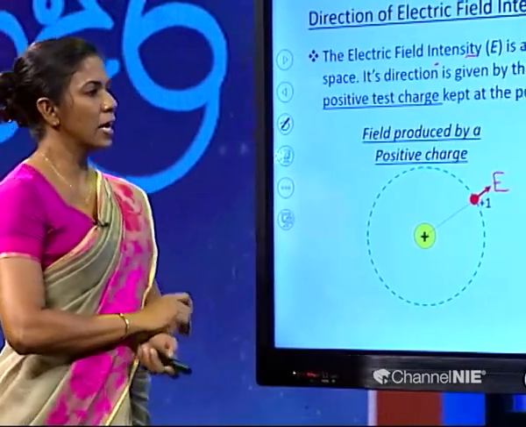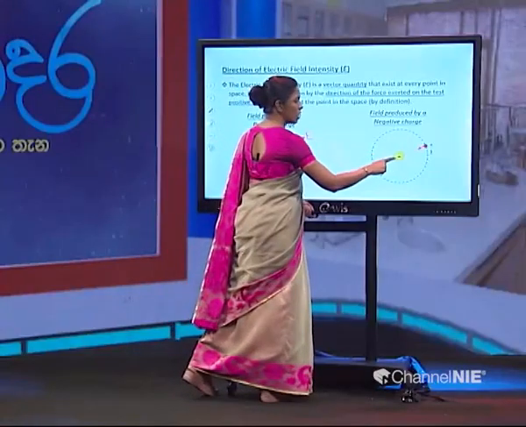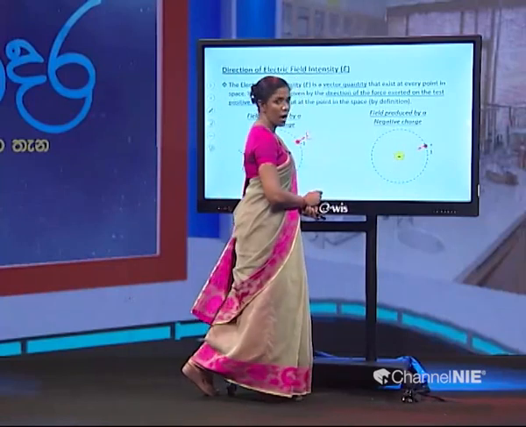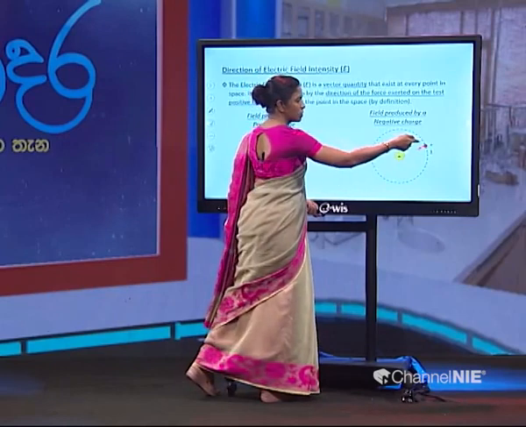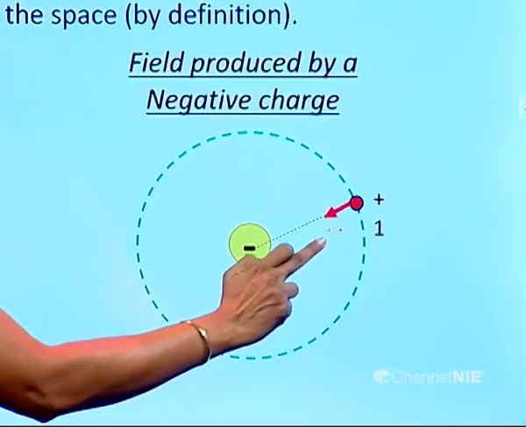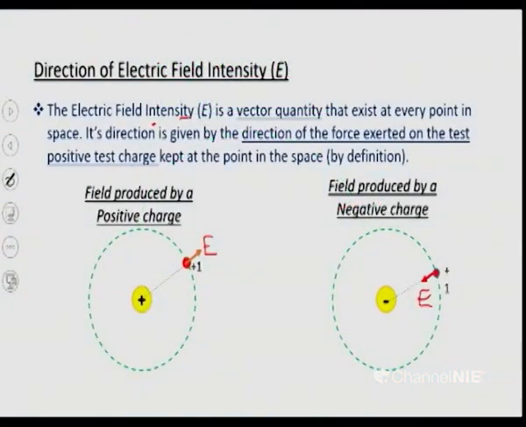If I take a negative charge, for example, that's the source charge producing the electric field. I am testing it by placing a unit positive charge, and the positive charge is attracted. So that gives the direction of the electric field. That gives the direction of the electric field around a positive charge, and that gives the direction of the electric field around a negative charge.